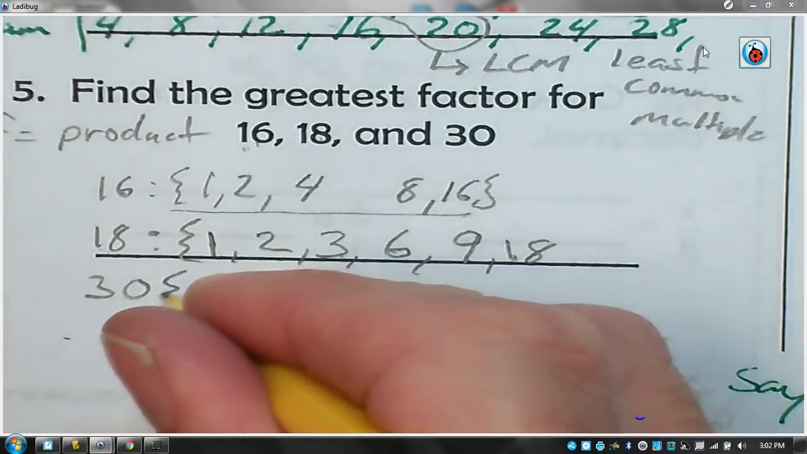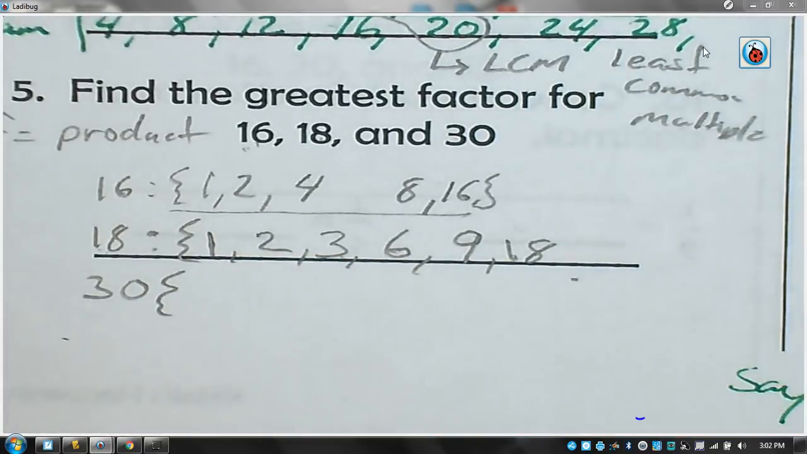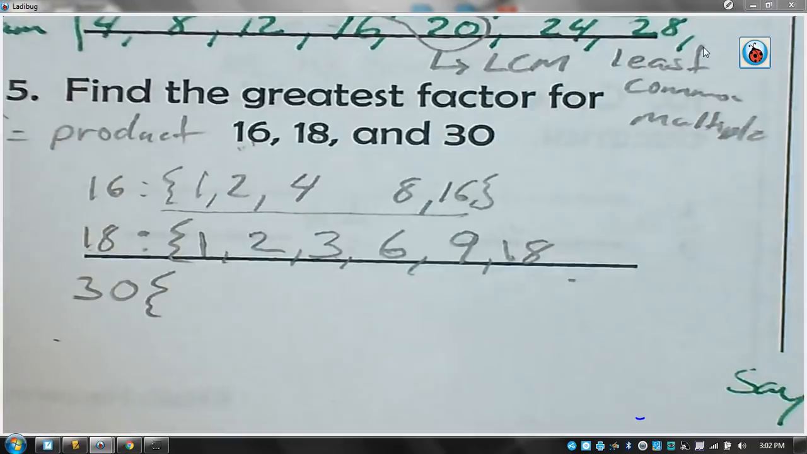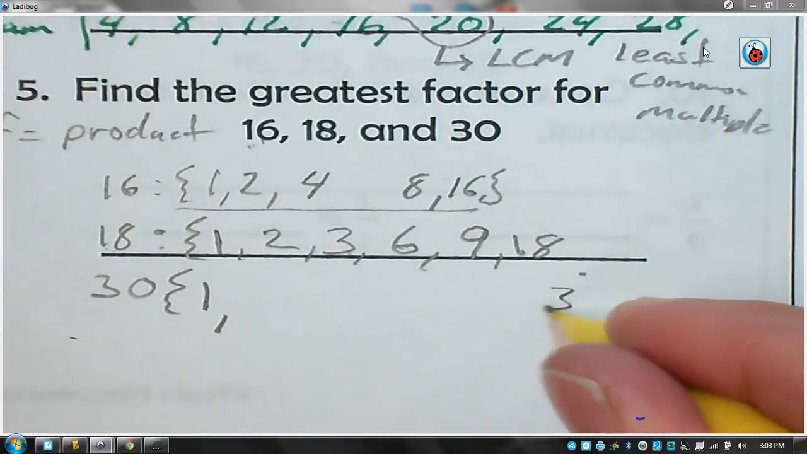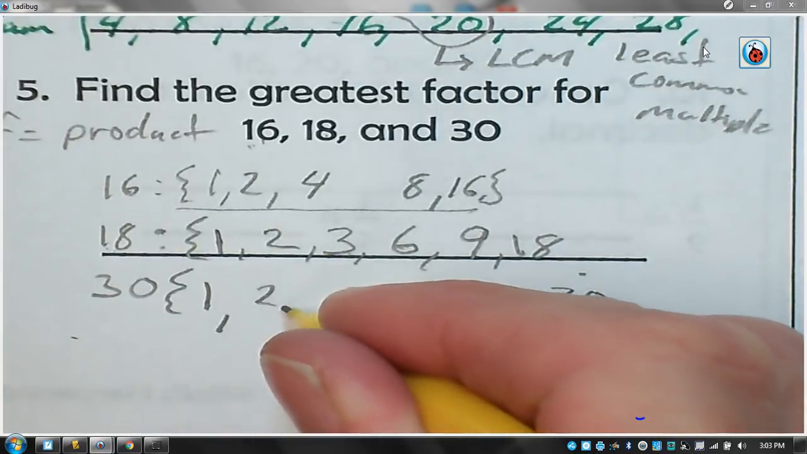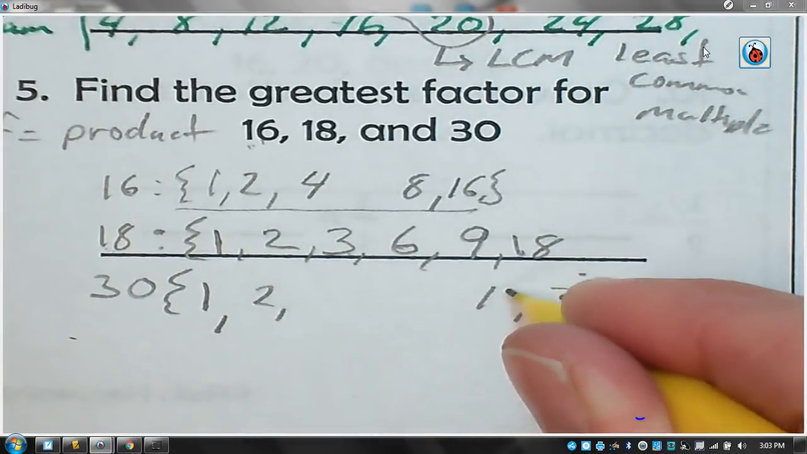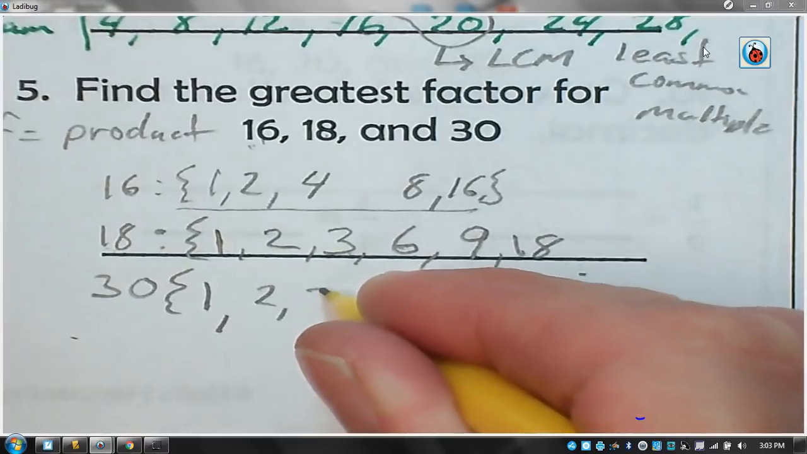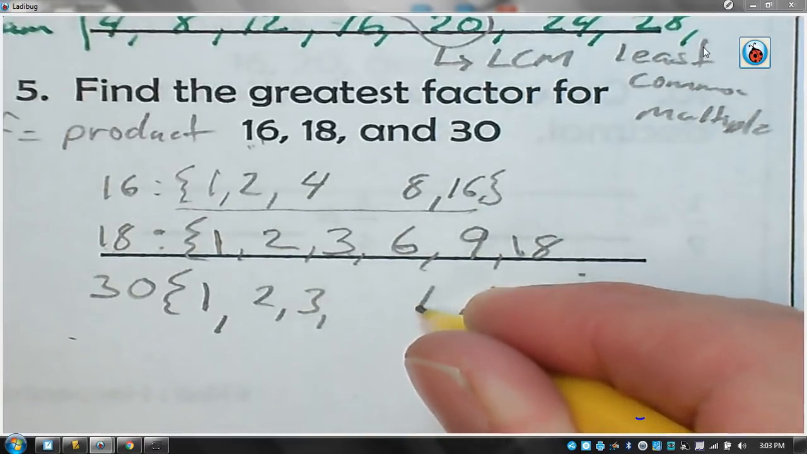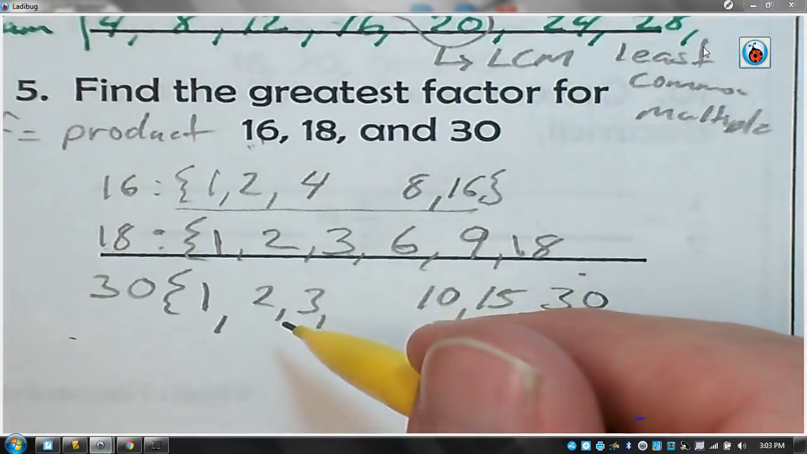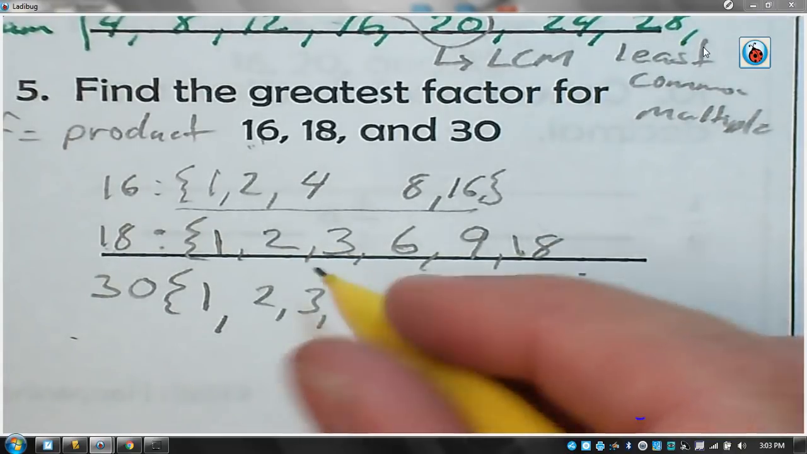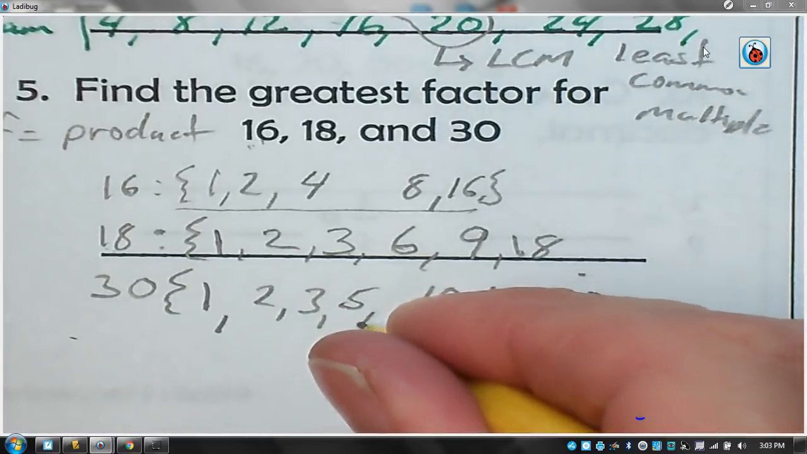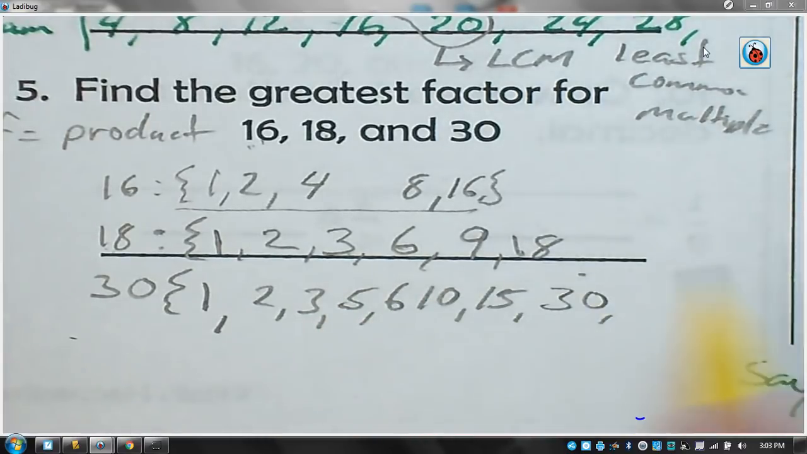And finally, the factors of 30. This is a great way to practice your math facts, by the way. So it's going to be 1 times what is 30? Of course, that's 1 times 30. And then 2 times 15. And 3 times 10. What about 4? No. How about 5? Yep. 5 times what is 30? It's 6. I think those are all the factors of 30.